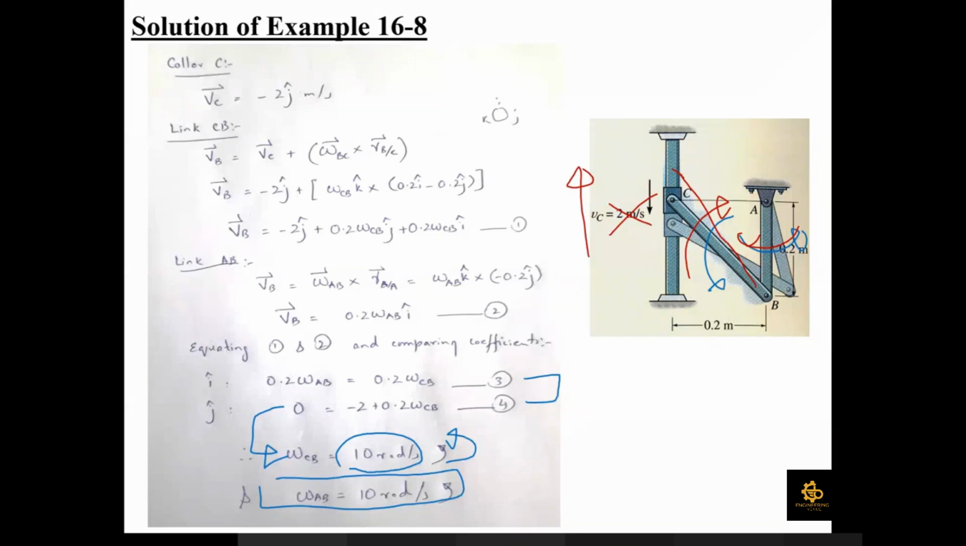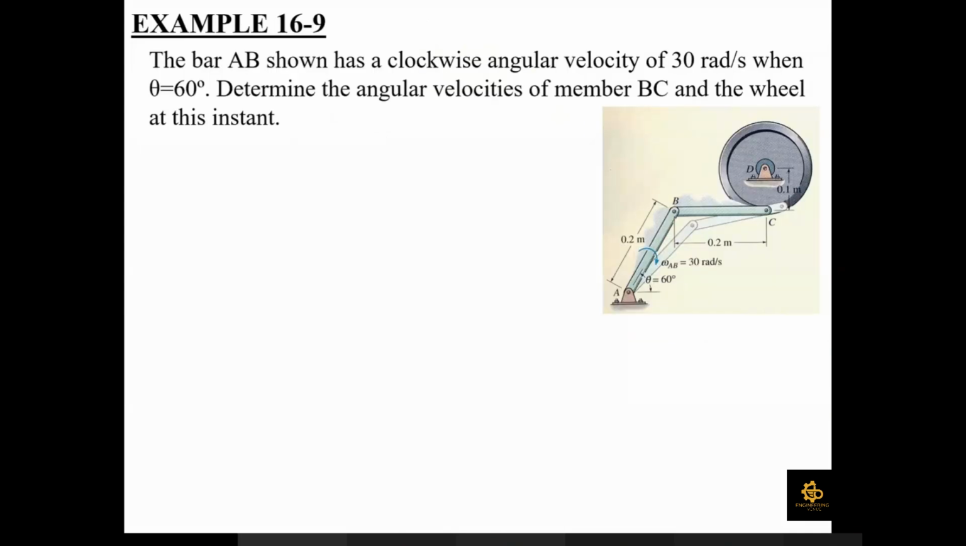Yes sir. ठीक है. Okay, so moving on to our next example, which is example 16-9. Again, before reading the statement of this problem, let us first try to understand the motion of these links, the possible motion in these links. Okay, first of all, can you identify the number of moving rigid bodies in this case? Sir 3. We have again 3 rigid links which are in motion.